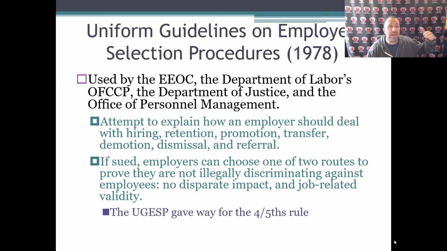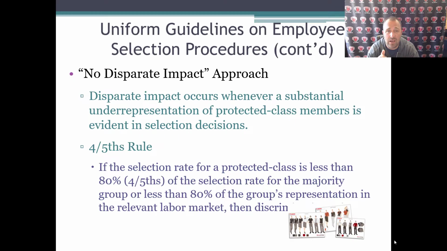So at whatever rate you're hiring men, at whatever rate you are promoting white, then every other category should be around the same rate. There shouldn't be a big gap between those categories. So here's the key verbiage. It's down at the bottom here. If the selection rate of a minority or a protected class group is less than 80% of the selection rate for the majority group, there's statistical evidence for adverse impact.